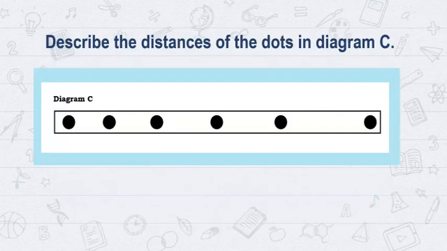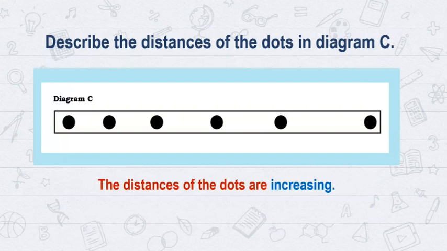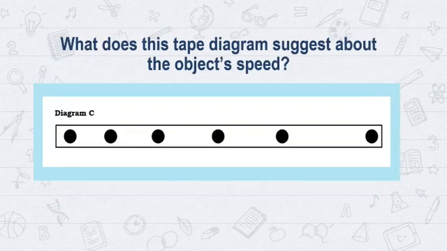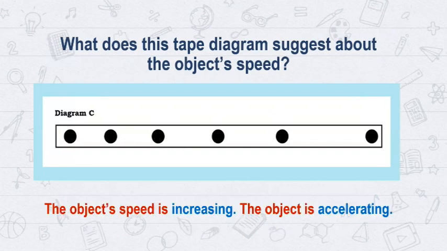Now let's check out diagram C. Describe the distances of the dots in the diagram. You got it! The distances of the dots are increasing. So what does this tape diagram suggest about the object's speed? Good job! The object's speed is increasing, which means the object is accelerating.